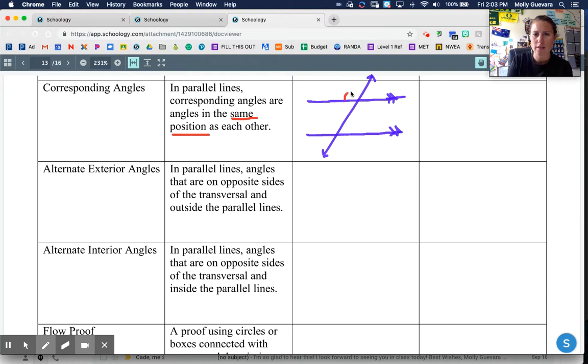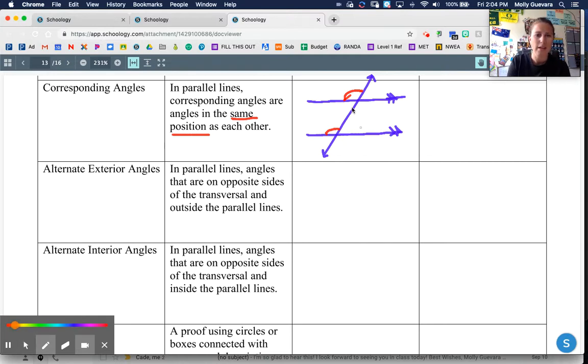If I draw this angle, it is to the left of the transversal, right? Here's the transversal. It's to the left of it, and it's above the parallel line. So then I'm going to come down here, and I'm going to say what angle is to the left of the transversal and above the parallel line, just like this one is. And that would be this angle right here. Okay? So those two angles are corresponding.